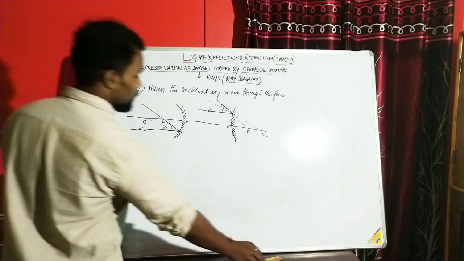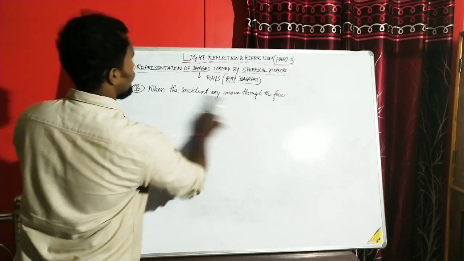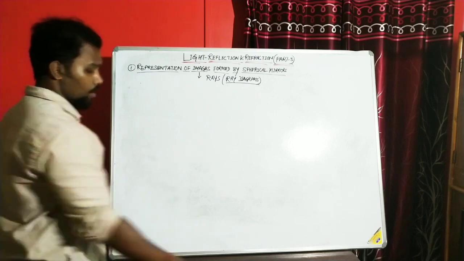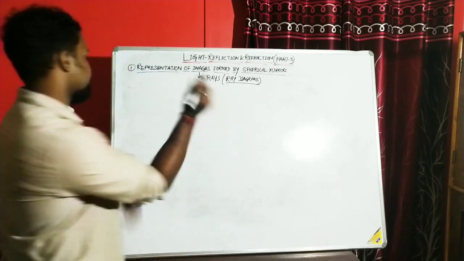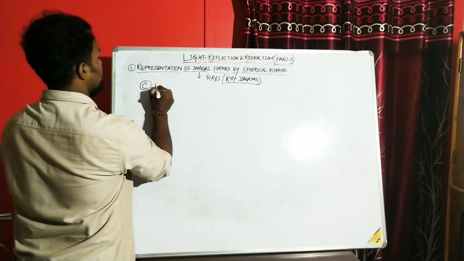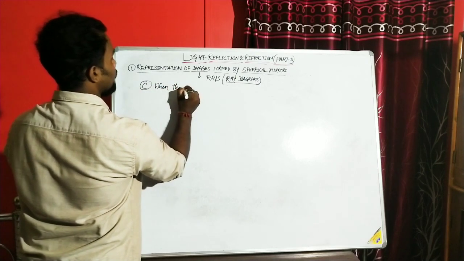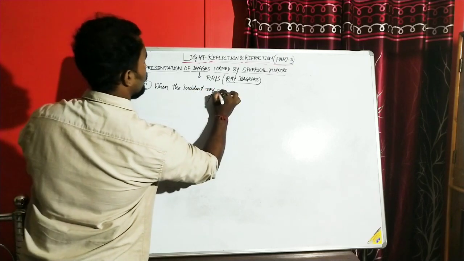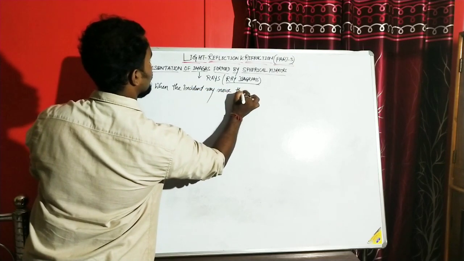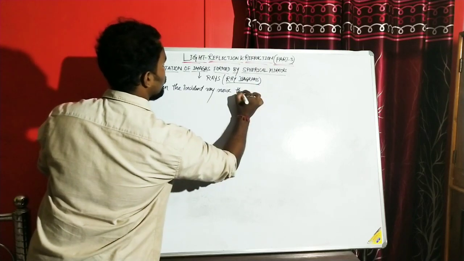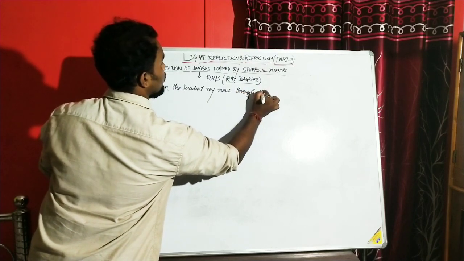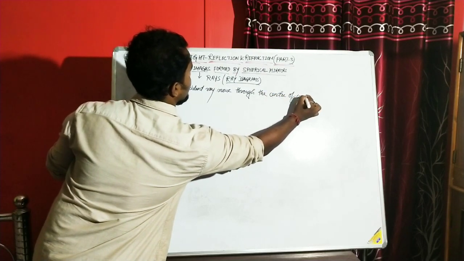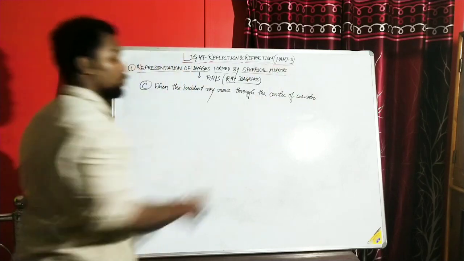Now we'll move towards the third part. Okay, third thing. Here we'll consider what will happen if the incident ray moves directly through the center. Okay, when the incident ray moves, or you can say right, moves through the center of curvature.